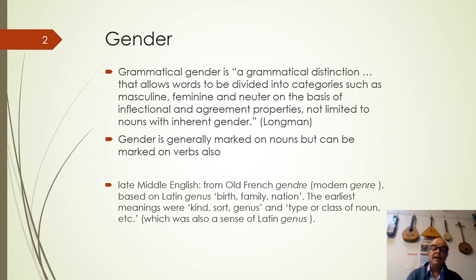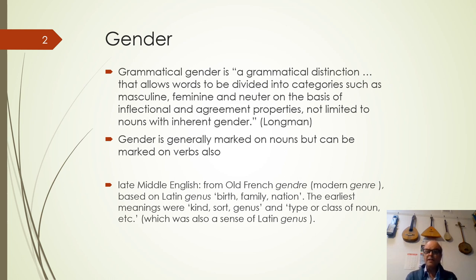Such categories can include masculine, feminine, and neuter on the basis of inflectional and agreement properties and even features of the noun themselves. And it's not limited to what in the definition from the Longman Dictionary was called inherent gender. Okay, it's generally marked on nouns, but can be marked on verbs also. But we'll only talk about nouns today.